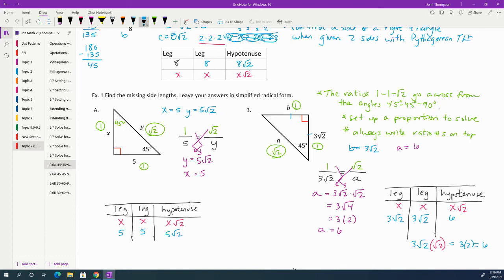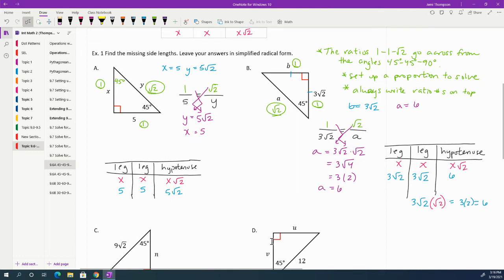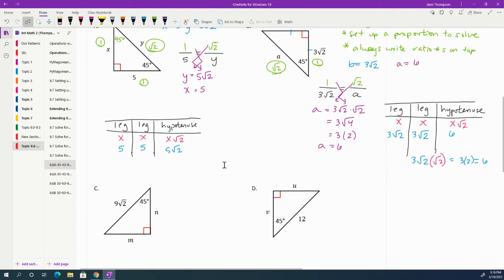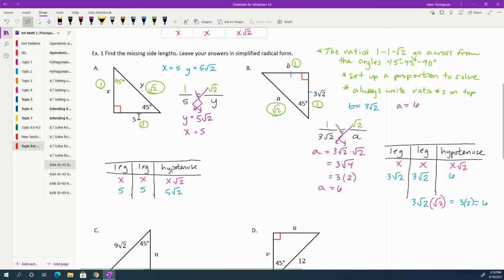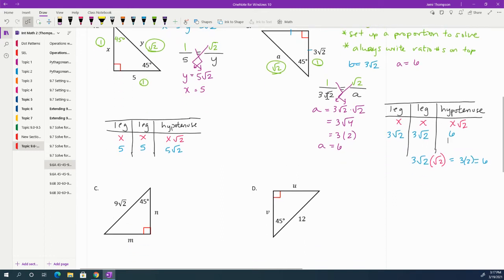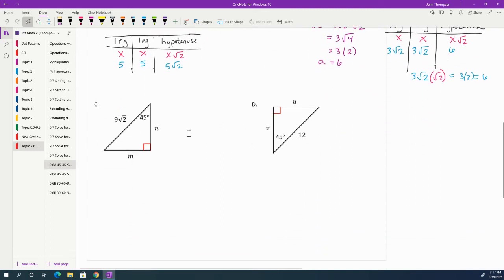You don't have to know how to do it both ways. You just have to know one way. I've always used the ratio method, but sometimes I think this table method is good for organizing information. It can be helpful also. All right, we've got 2 more. These are all a little bit different, so when you're doing your assignment, see if you can find a similar problem on this notes page that could help you, right? So for A and B, your given length was a leg. So I gave you a leg of 5, and I gave you a leg of 3 radical 2. For C and D, your given piece of information is the hypotenuse. So now we're going to have the hypotenuse, and we're going to work backwards a little bit.